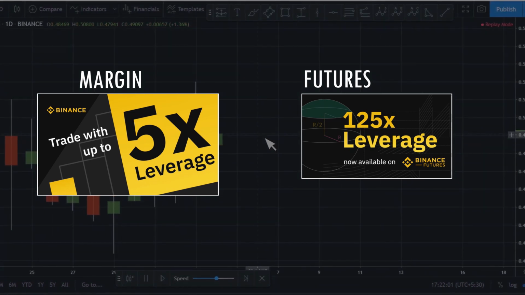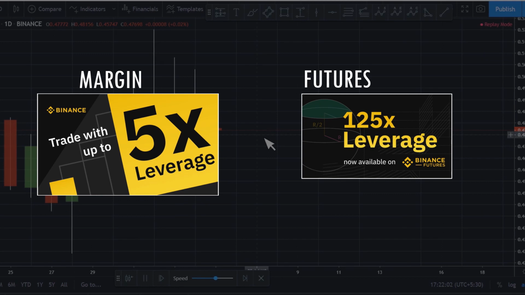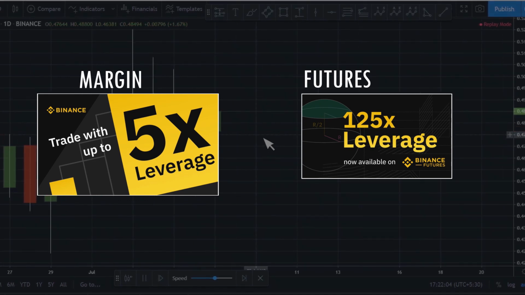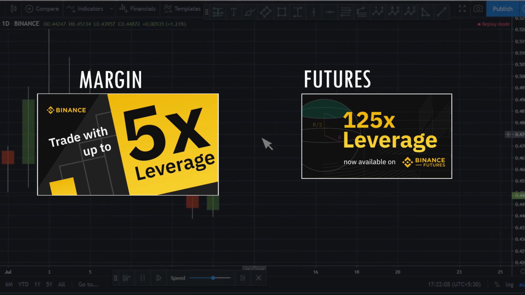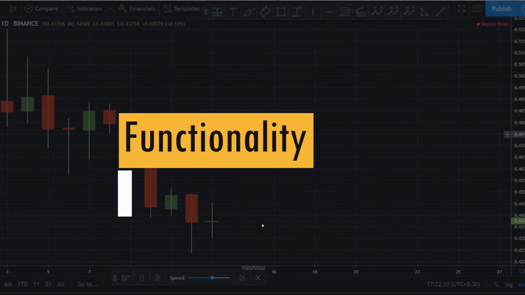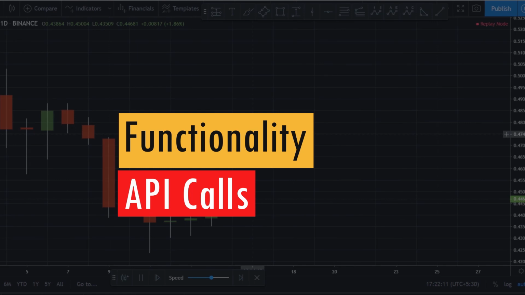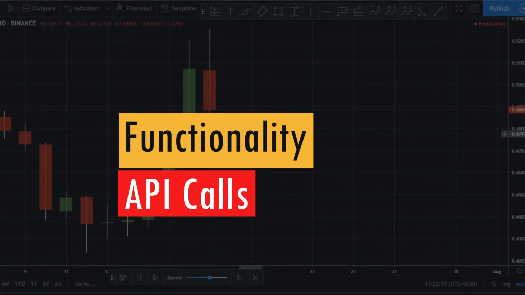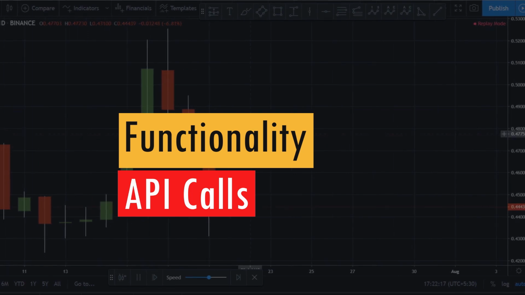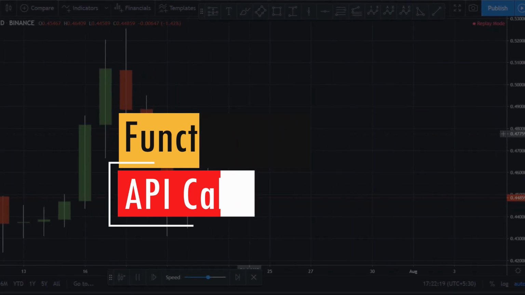Whereas margin trading supports up to 5x leverage, and it's available for many pairs, not all the pairs, but quite a few coins support margin trading. So we'll talk about the functional aspects, and we'll look at the key APIs. I'll show you how to call some important APIs which are related to margin trading. So without any further ado, let's get started.